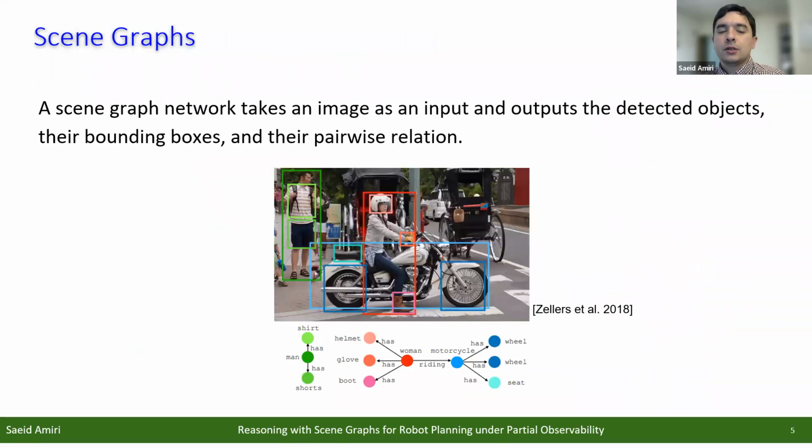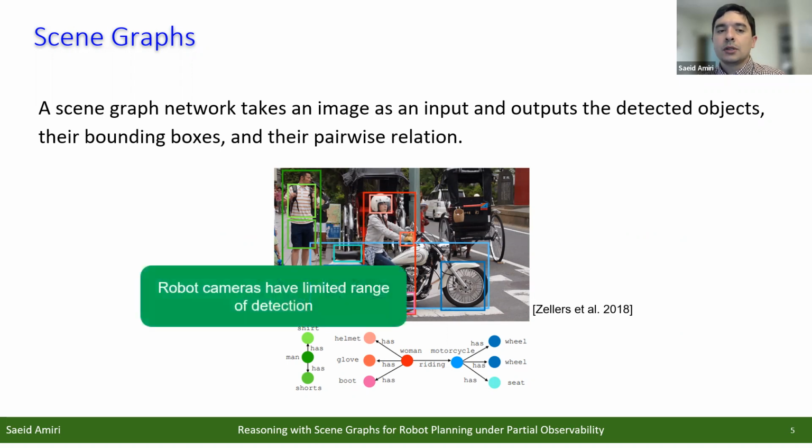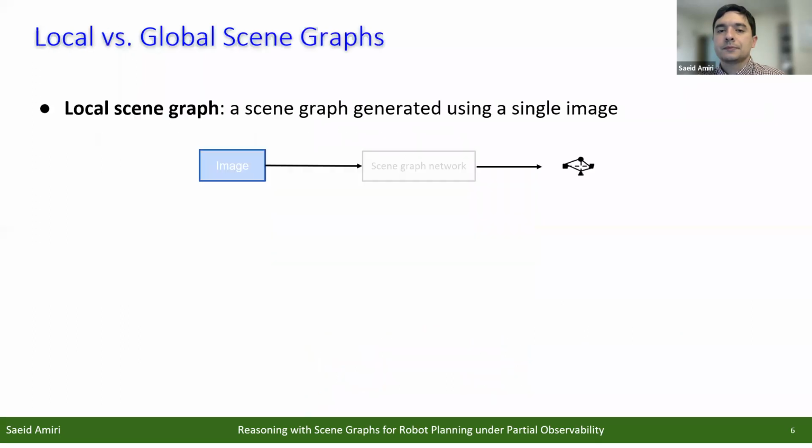To do this, we are using scene graphs that take an image as an input and output the detected objects, their pairwise relations, and the bounding boxes. Using scene graphs, a robot can construct a graph of objects that are near each other. For instance, in this figure, the scene graph shows a woman, a motorcycle, and their relation, which is the woman riding the motorcycle. But the robot's field of view would be limited and cannot capture the whole environment.